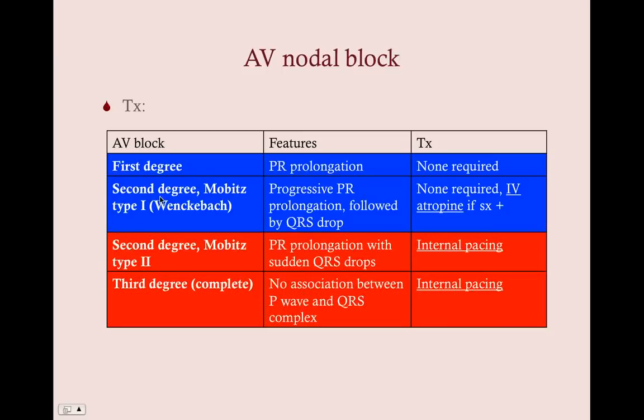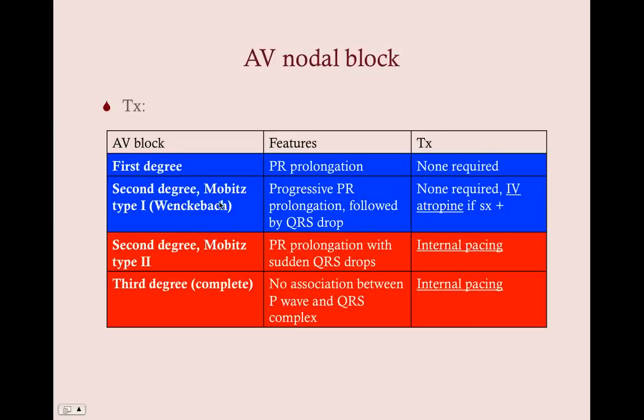Now, in second degree block, you only need treatment if there are symptoms. So for second degree type 1, if there's a progressive PR prolongation followed by the QRS drop, you're only going to need treatment if there are symptoms. If you see an EKG with second degree Mobitz type 1 block, but the patient doesn't have symptoms, let's say they're in for something else, then you're not going to need to treat this patient if they don't have symptoms of hypoperfusion. It might be good to tell the patient that they have a second degree Mobitz type 1 block and educate them, but unless they're having hypoperfusion symptoms, you don't need to do anything about it at that point.